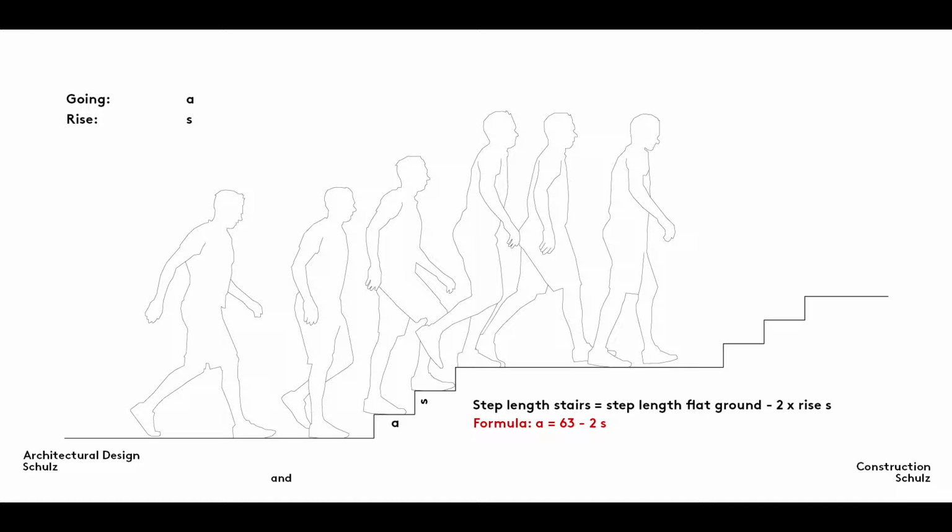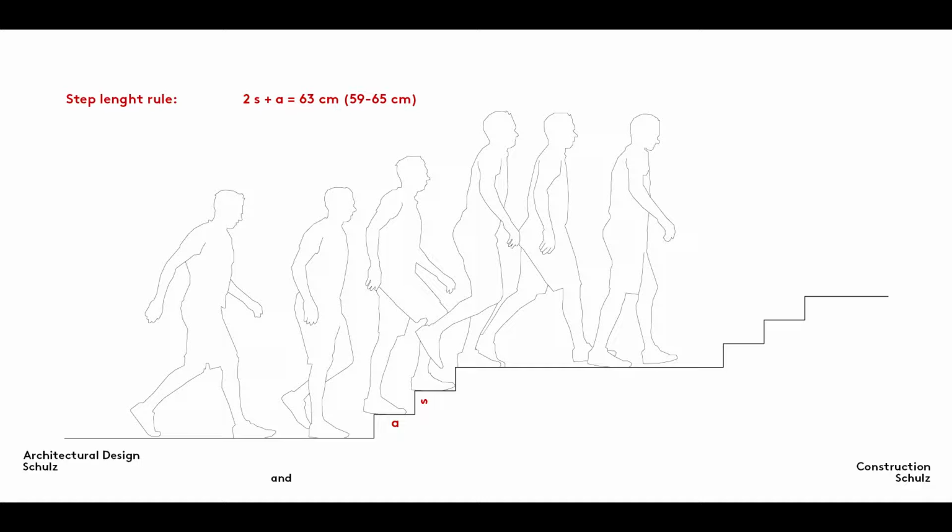If we rearrange the equation, we get the step length rule, which is used to calculate the pitch of a staircase. When added together, 2 rises and 1 going should give a measurement of between 59 and 65 centimeters, ideally 63 centimeters. An unathletic architect might be tempted to build a less steep staircase that would require little exertion to climb, and so select a 10 centimeter rise. This would give a going of 63 minus 2 times 10 equals 43 centimeters. No such stairs exist, however, because there are also other rules to follow.